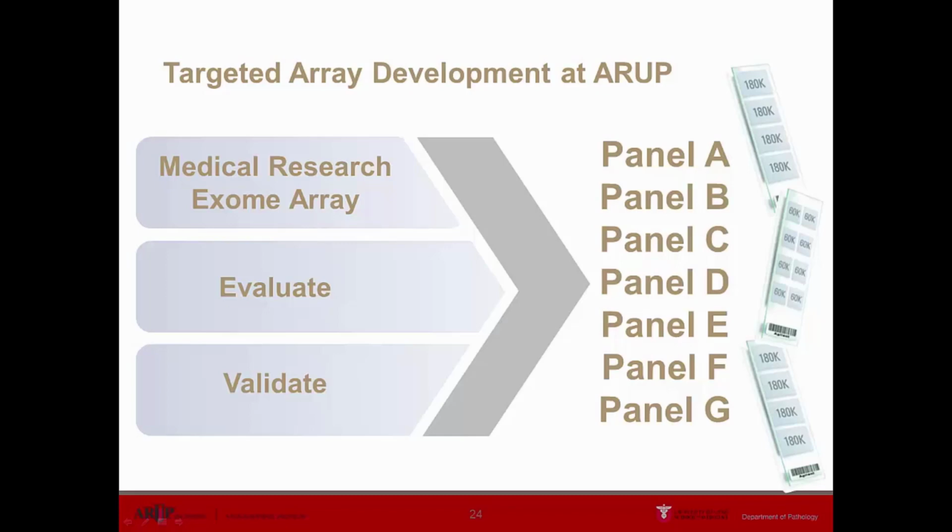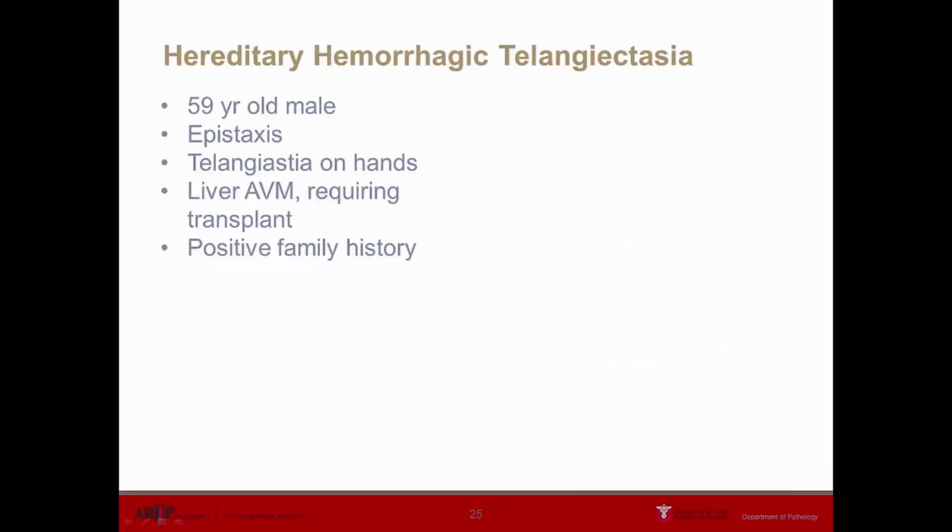So now I want to show you some of the results we've had using targeted exonic arrays in the clinical laboratory and how useful they can be. The first case is an HHT case. It was a 59-year-old male that presented with nosebleeds, telangiectasias, a liver AVM or arterial venous malformation that required transplant, and a positive family history.